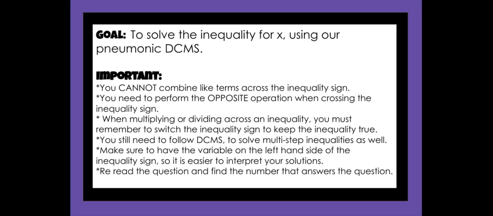So just remember there are certain important things you need to remember. You cannot combine like terms across the equal sign. You need to perform the opposite operation when crossing the inequality sign. When multiplying or dividing across the inequality, you must remember to switch the inequality sign to keep the inequality true. You still need to follow DCMS. It's just the way we work. Make sure you have the variable on the left-hand side of the inequality so it's easier to interpret your solutions. And at the end, make sure you reread the question and find the number that answers the question.